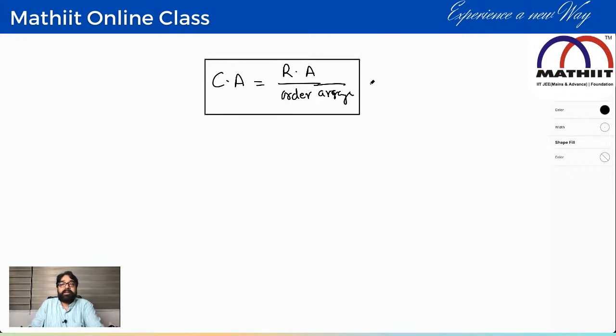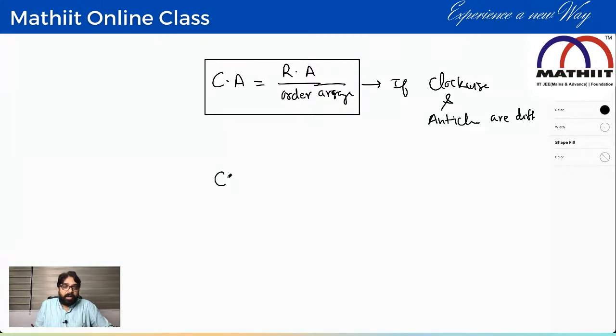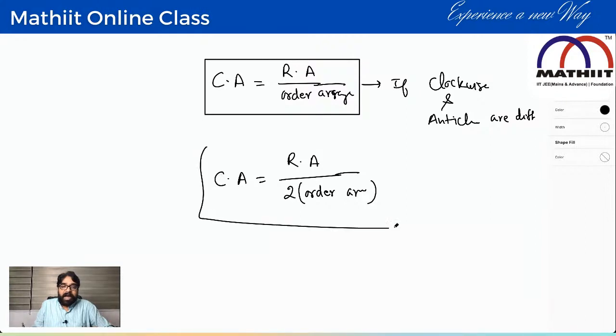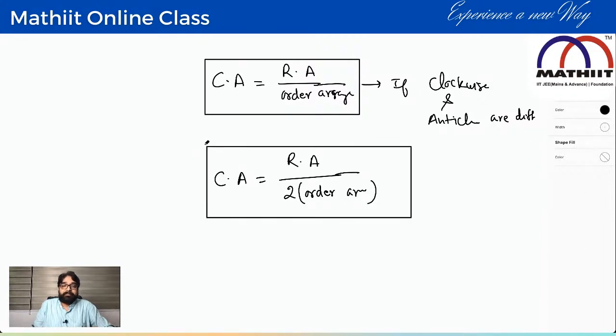If clockwise and anti-clockwise are different, I will explain the meaning of this. Clockwise and anti-clockwise are different. Otherwise, circular arrangement equals row arrangement divided by 2 into order arrangement, if clockwise and anti-clockwise are the same.